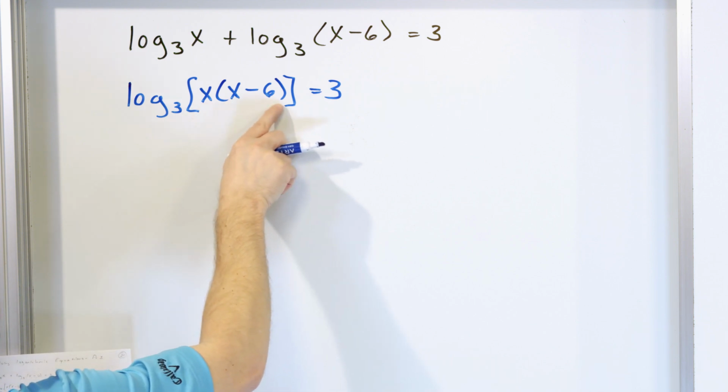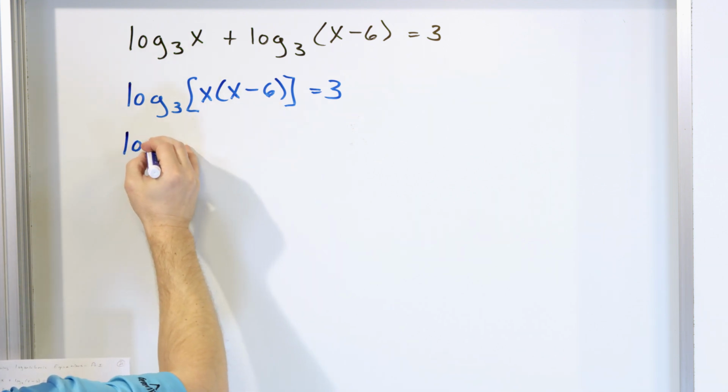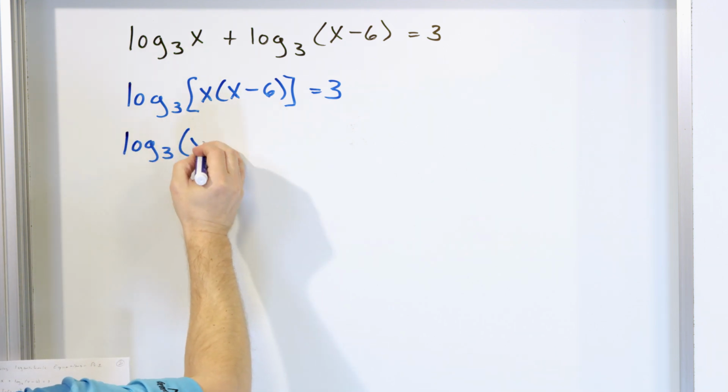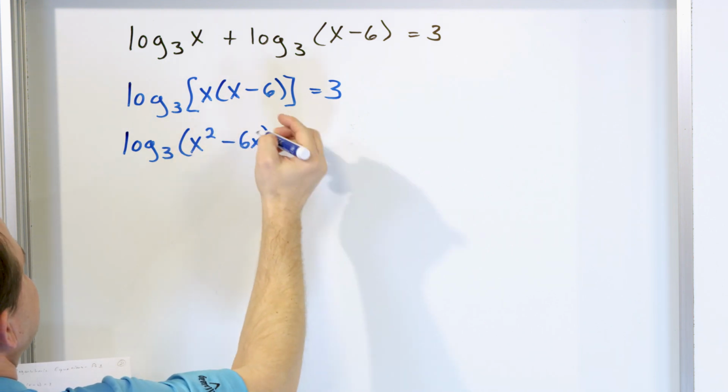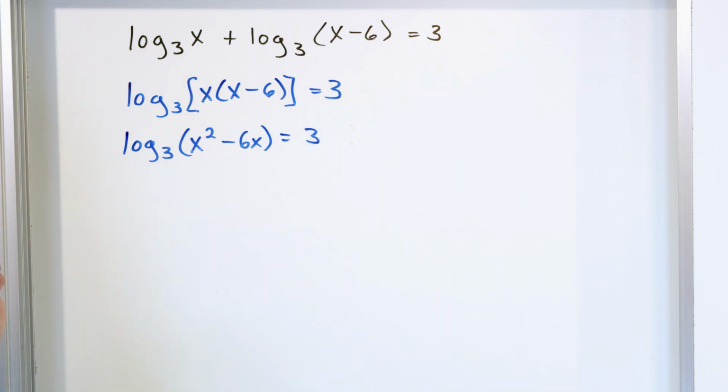So now we have to continue to multiply through to get x by itself. Log base 3, this is going to be x squared minus 6x on the inside, just multiplying the x through, and then we get equal to 3.